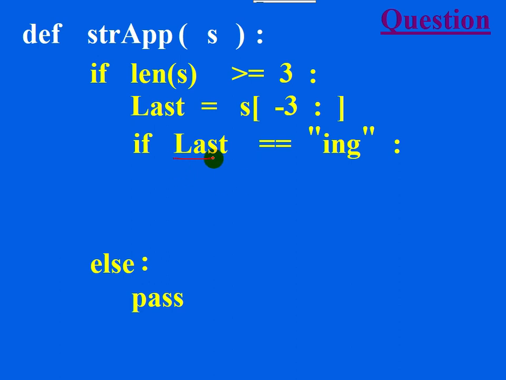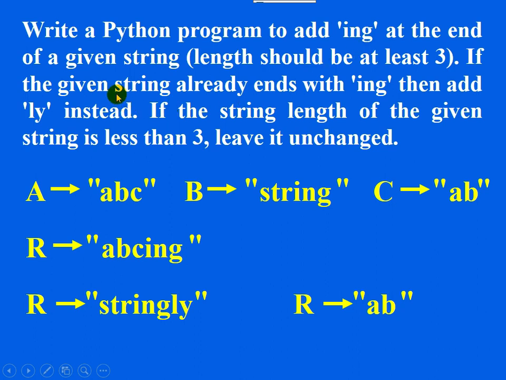If the last 3 characters are equal to ing, remember double equal to sign is the comparison operator. What is one equal to sign? Assignment operator. Right hand side will be assigned to left hand side. So if the last 3 characters equal ing, what should I do? ly should be appended. See, if the given string already ends with ing, if the last 3 characters are ing, then add ly to the given string.